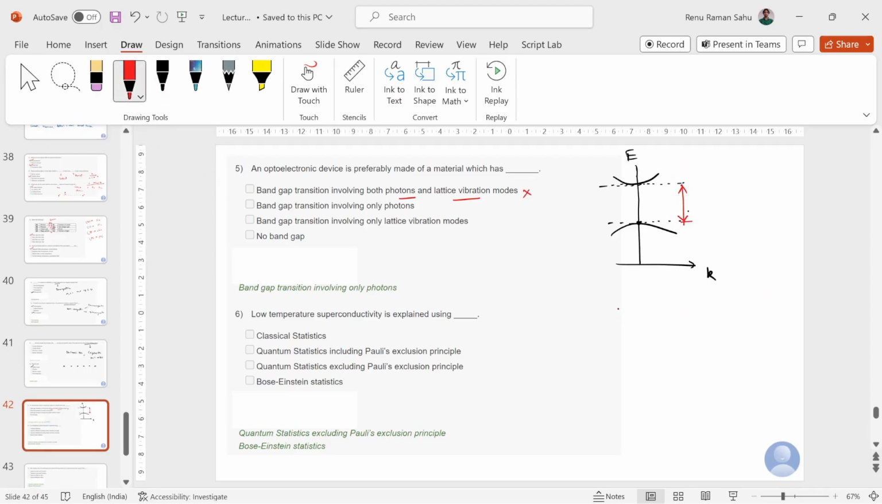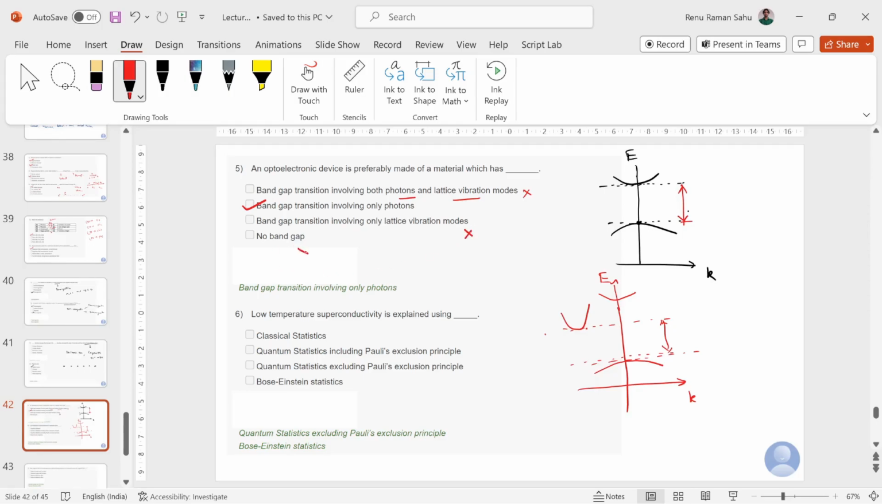So indirect band gap, just to revise, indirect band gap transition is, suppose you have this here, this here, and this is your E. This band gap is your indirect band gap. This we don't want to happen, because to compensate for this K vector there will be certain phonons involved, and we want a band gap transition involving only photons. A band gap transition involving only lattice vibration modes will not be optical at all.